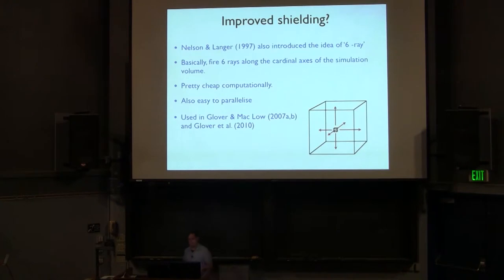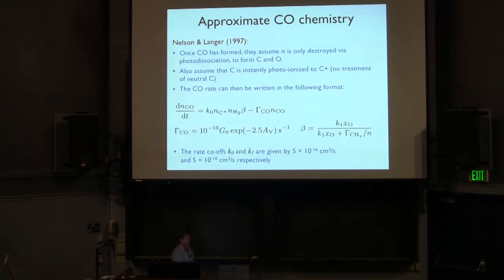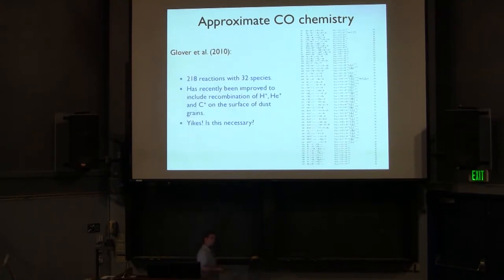Okay, so that was the CO. We also mentioned that you have to work out the amount of shielding that you have at any point in the gas. Remember, even with the really cheap chemistry, you still had to work out the total amount of shielding to work out how much of your CO or your intermediary species is getting destroyed, and then also how much the CO gets photo-dissociated as well. So shielding is key. You can have the greatest chemical reaction network you want.